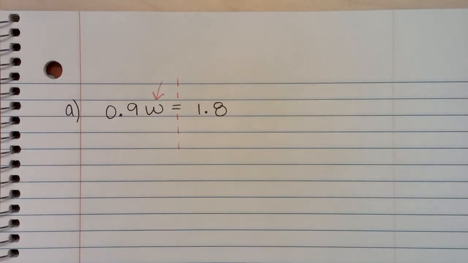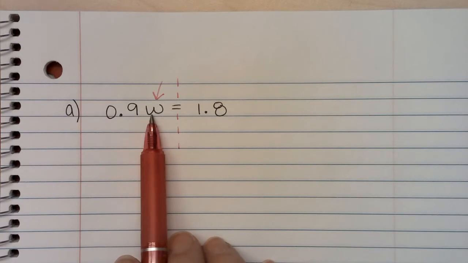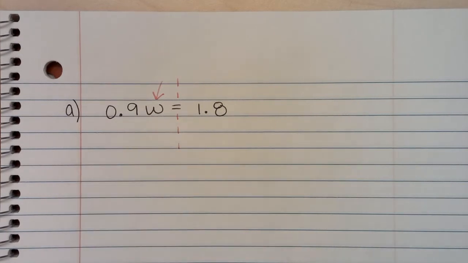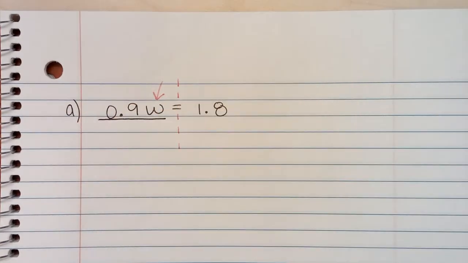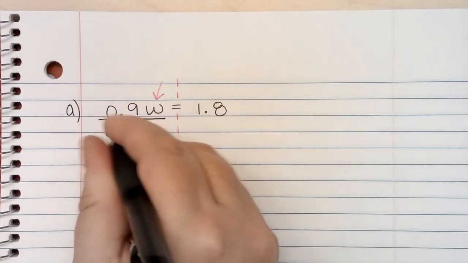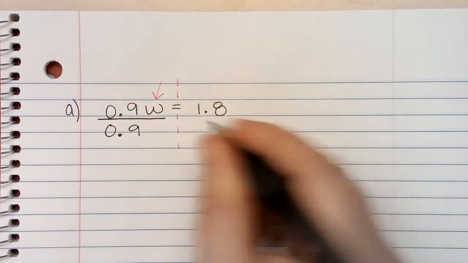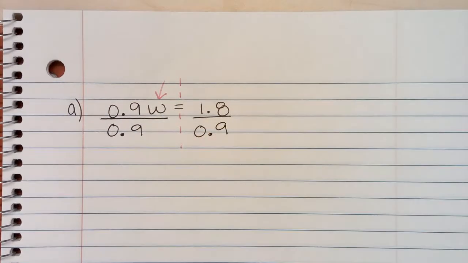And you have to think to yourself, what is the opposite of multiplication? Division. So we're going to use a fraction bar and draw a line under the whole thing. That means divide. It's being multiplied by 0.9, so we're going to divide by 0.9 on both sides of the equation.